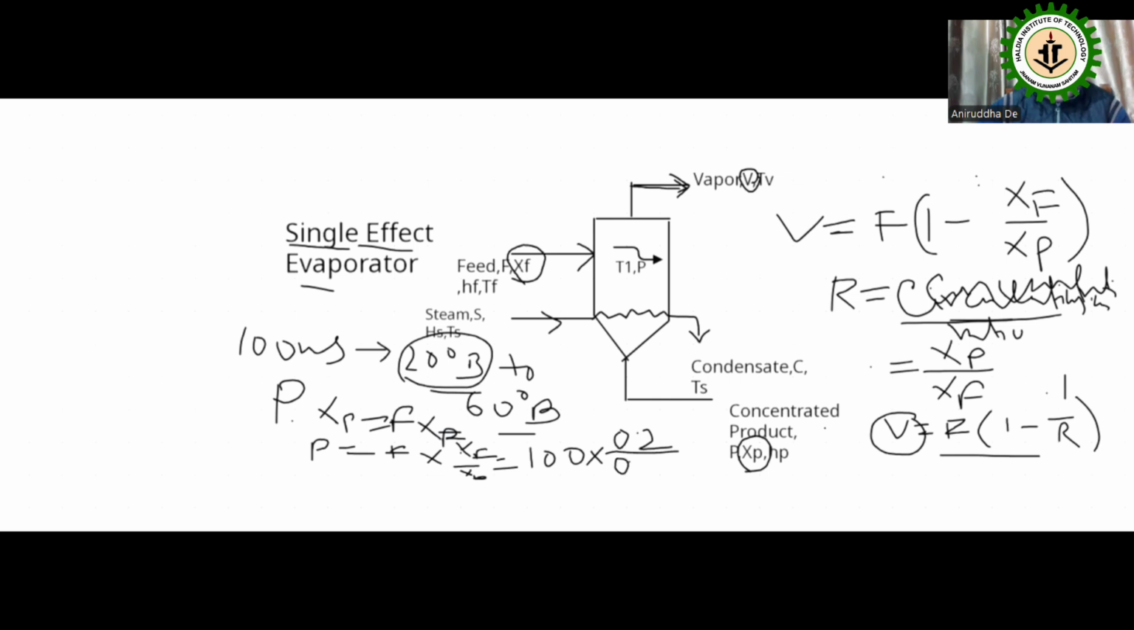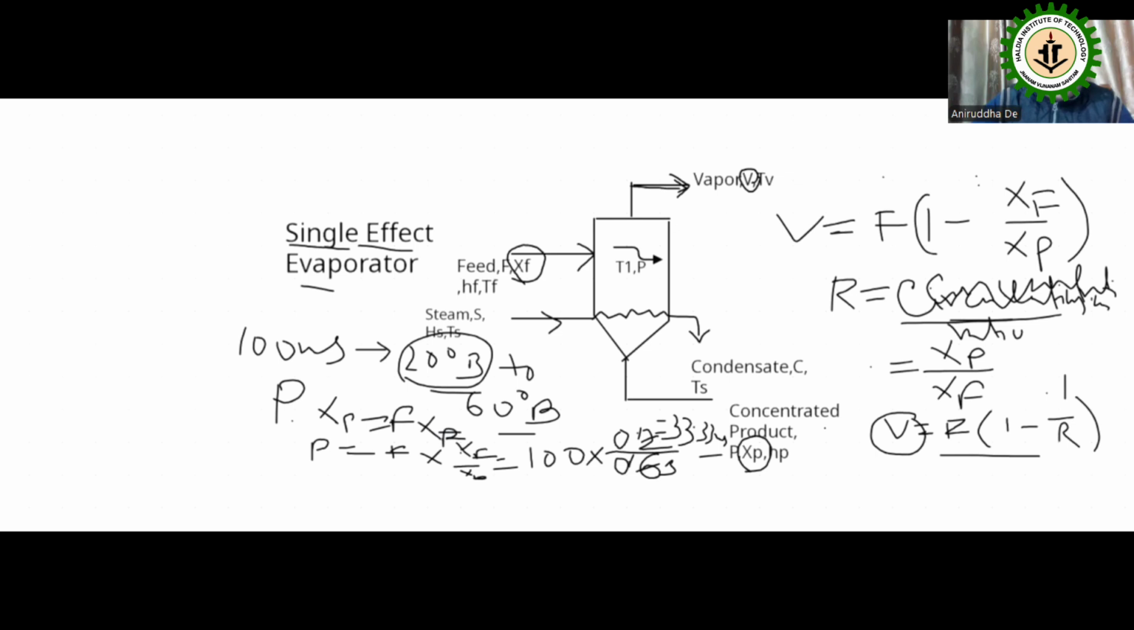So it will be 100 by 3, that is 33.33 kg. Almost that much concentrated product you will get. Whenever you get the concentrated product, it will be less in amount compared to the feed amount. That is obvious. So this is known as the material and energy balance, which is very important.